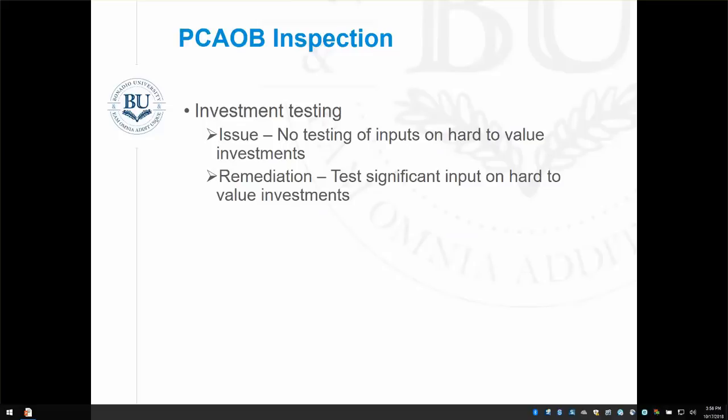There was a finding as it related to investment testing. One of the issuers had an investment that was tested. It was a hard to value investment, and as a result we relied on management's use of the Bloomberg terminal, which was an appropriate function. However, we did not look at the specific inputs and outputs that were utilized as part of that valuation. So going forward, we're just going to go ahead and test some of those significant inputs on those hard to value investments. So it's a pretty easy fix from a remediation process.